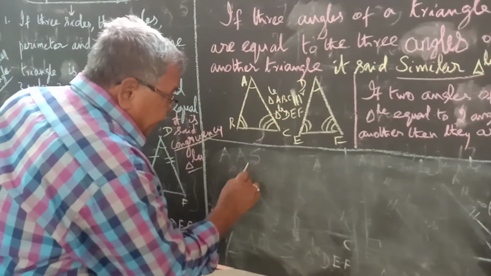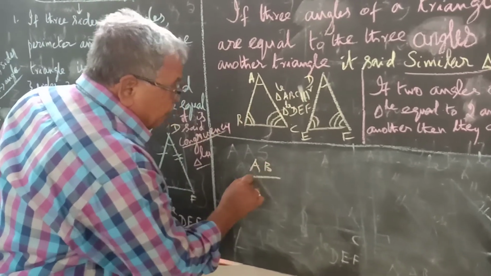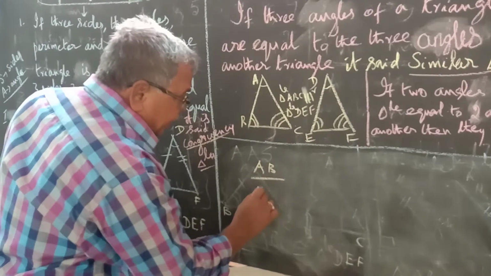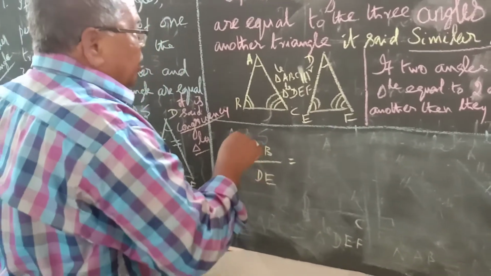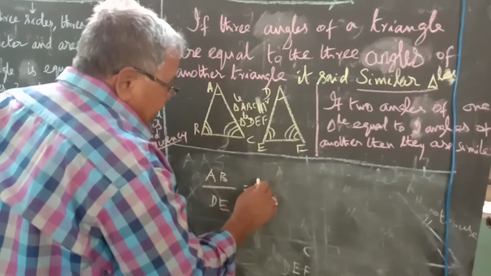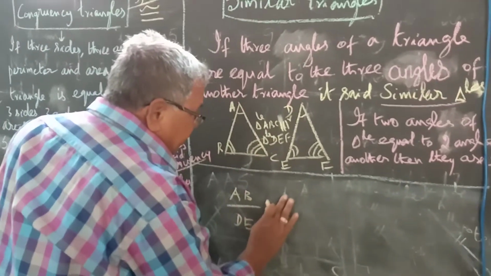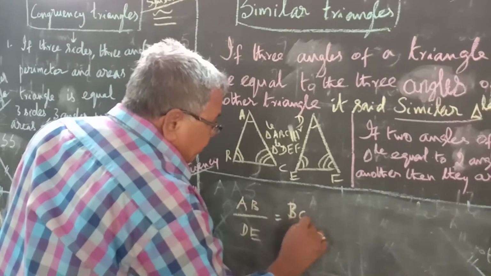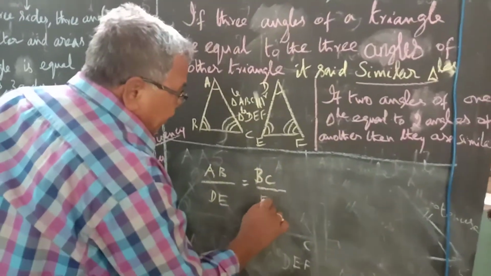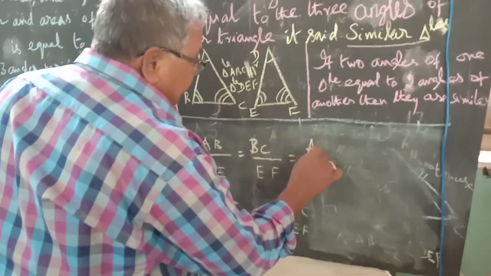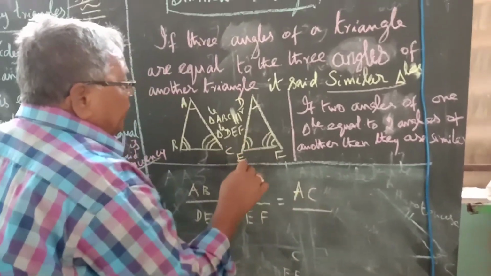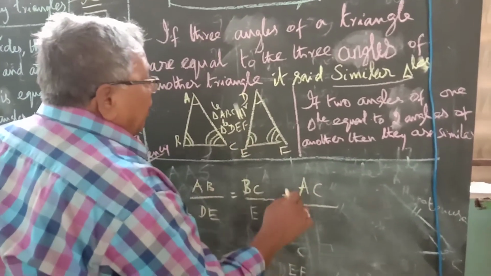That is, AB by DE is equal to BC by EF, and is equal to AC by DF.